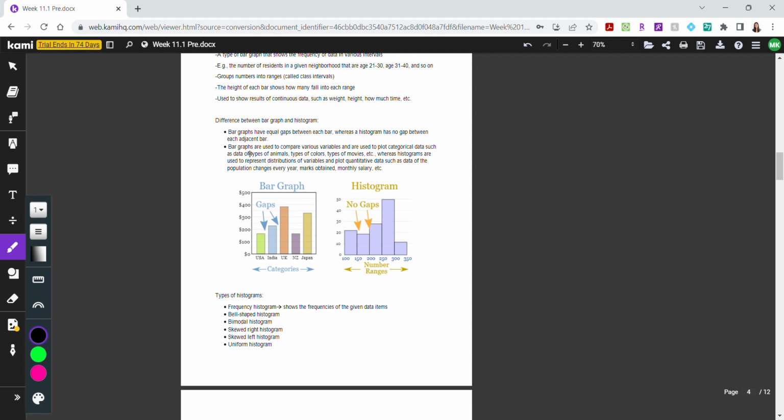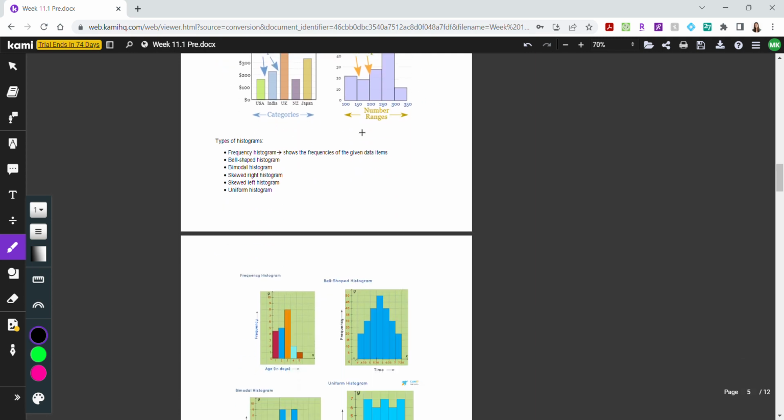Bar graphs are used to compare various variables and to plot categorical data, such as types of animals, types of colors, types of movies, something that can be separated into categories, whereas histograms are used to represent distributions of variables and plot quantitative data, such as population changes every year, marks obtained, monthly salary. So there's a range of data that you can use. As you can see, categories versus number ranges, and there are no gaps in histograms, but bar graphs do have gaps. But the big thing with histograms is that they have number ranges.